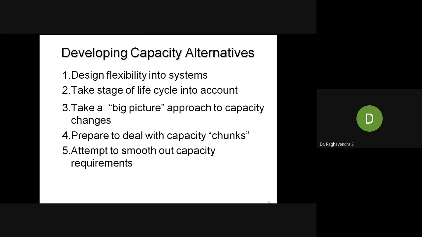Prepare to deal with capacity chunks. Attempt to smooth out capacity requirements. Whenever you follow all these points, then you can develop the capacity alternatives. That means you can have the flexibility in changing the product or system, whatever it is.